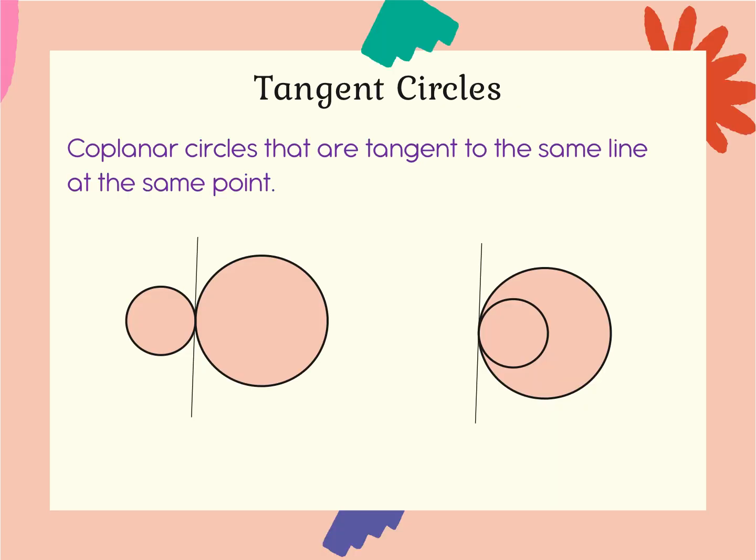Tangent circles: coplanar circles that are tangent to the same line at the same point. So the key thing here is they're using the same line, and they are touching at the same point. Looking at these circles, these are tangent circles. Coplanar again means on the same plane. They're circles that are tangent to the same line and same point. They touch my tangent line at the same point.